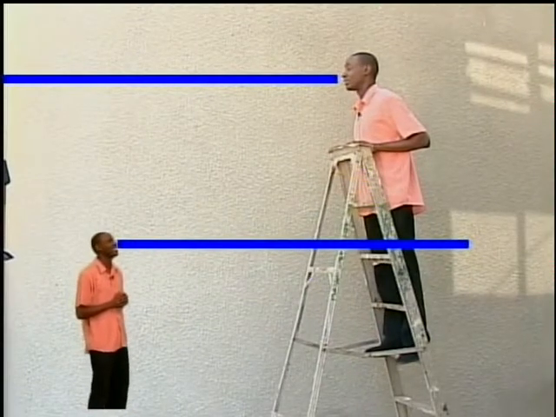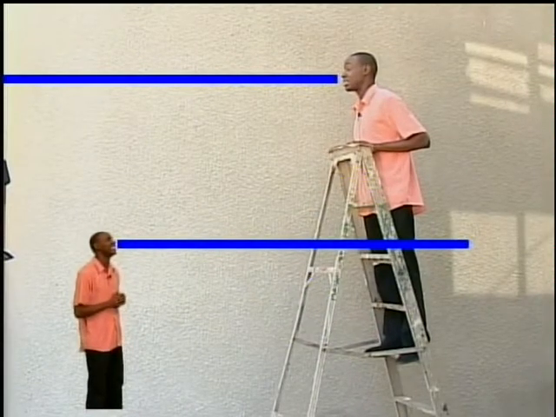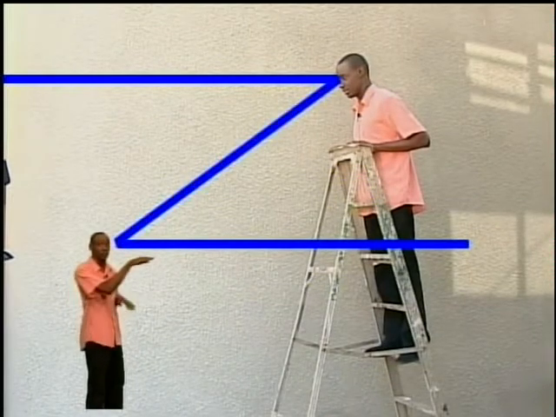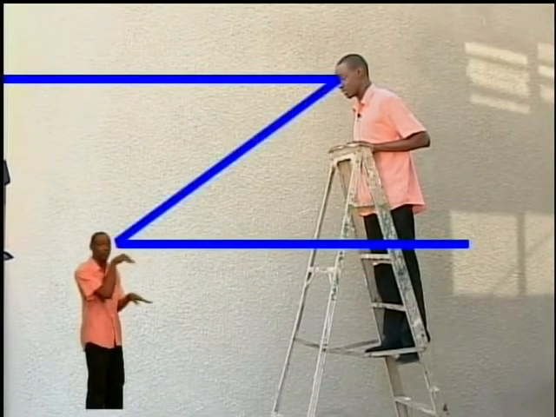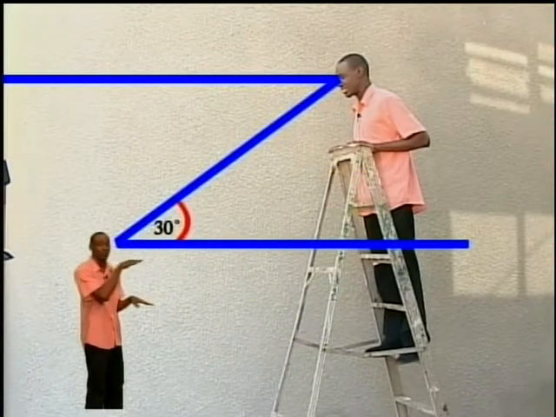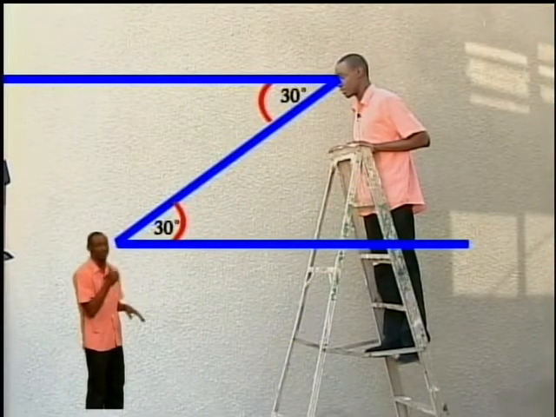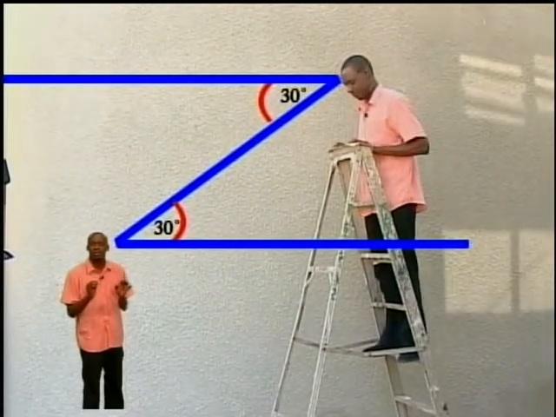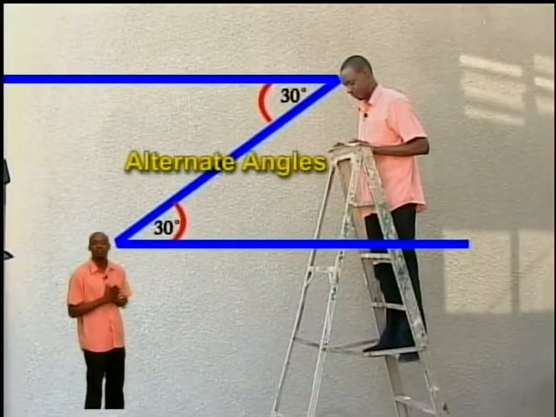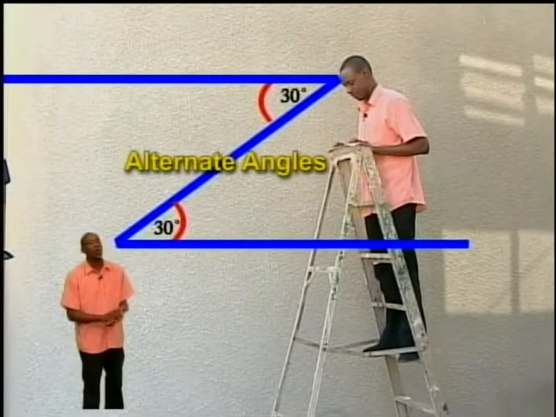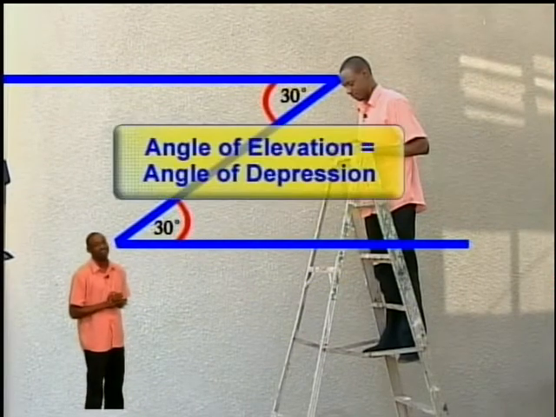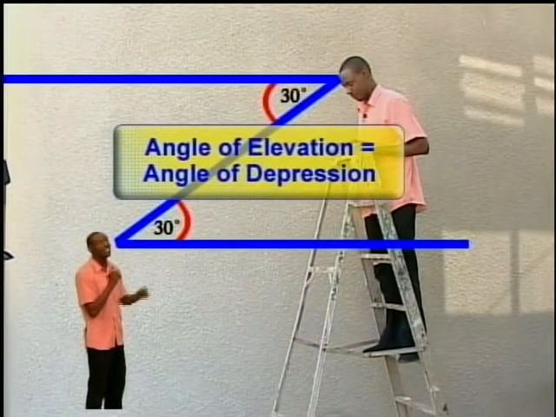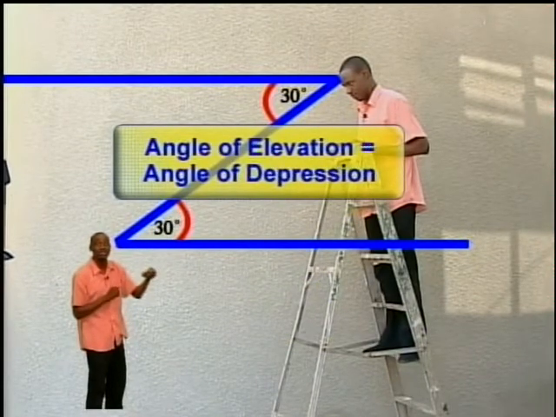Our horizontal lines of sight are parallel, which means that they never cross. Now, the line connecting our horizontal lines of sight is transversal and forms the exact same angle on both horizontal lines of sight. We refer to these angles as alternate angles. These angles are always equal, so the angle of elevation is equal to the angle of depression.